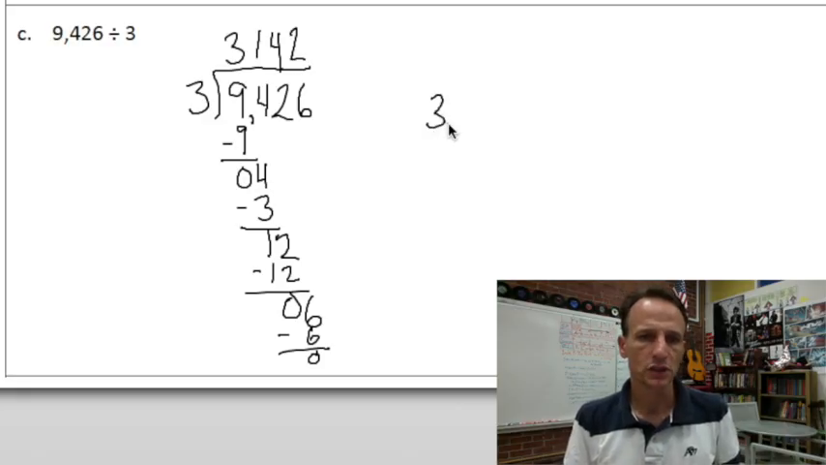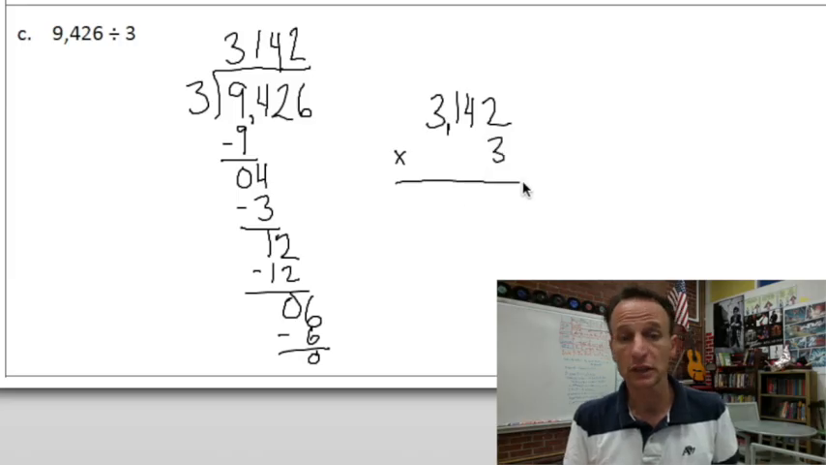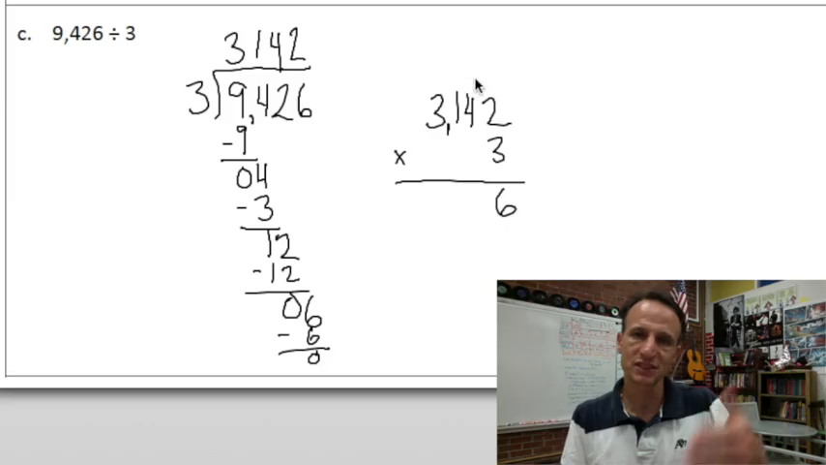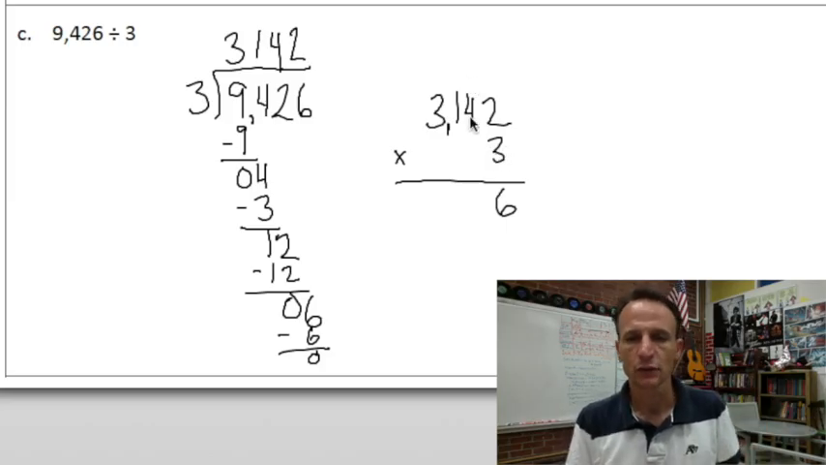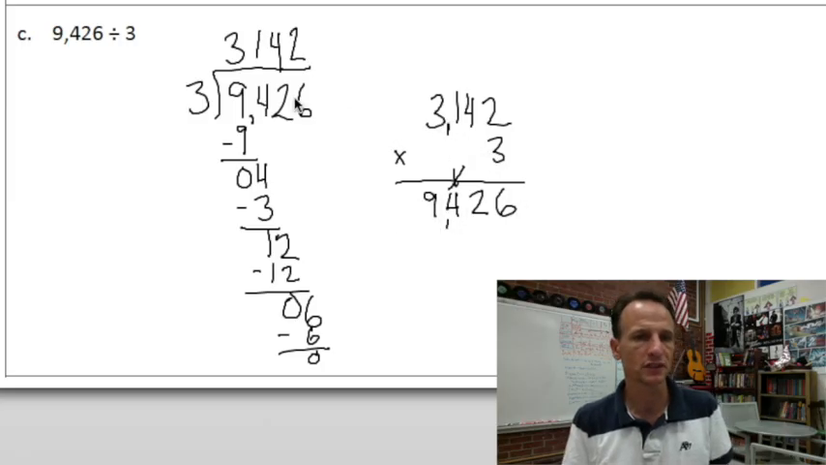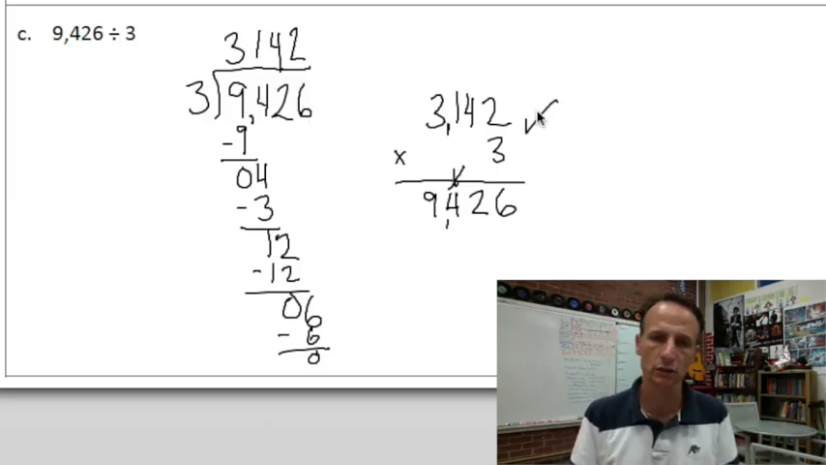All right, we take our quotient now, 3,142. If we multiply it by our divisor of 3, we should get the dividend we started with. Let's see what happens. 3 times 2 is 6. It's easy, we just did all these, so we're just repeating them. 3 times 4 is 12. 3 times 3 is 3 plus 1 is 4. And 3 times 3 is 9. 9,426 is the dividend we started with, so it checks out.